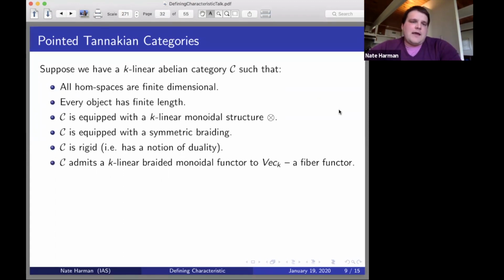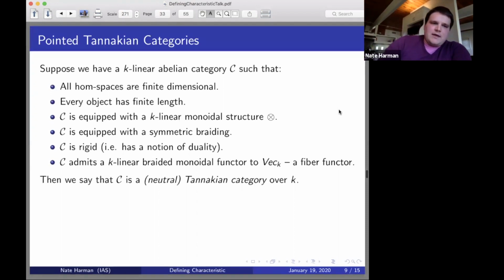And then the last axiom we need is that C admits a functor to vector spaces, which preserves everything. So it has to be a k-linear exact braided tensor functor to vector spaces. And we call this the fiber functor. So this is the setup of Tanakian formalism. And if all of this holds, we say that C is a neutral Tanakian category.